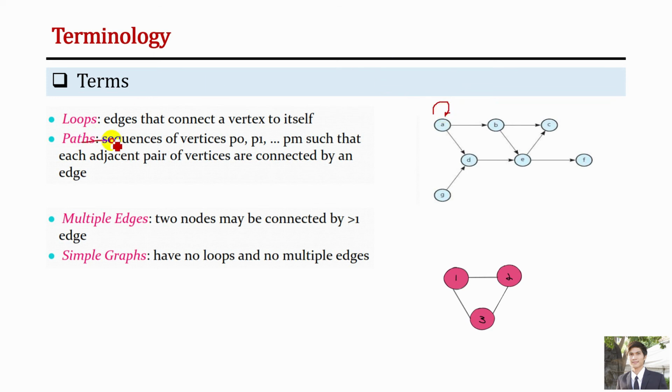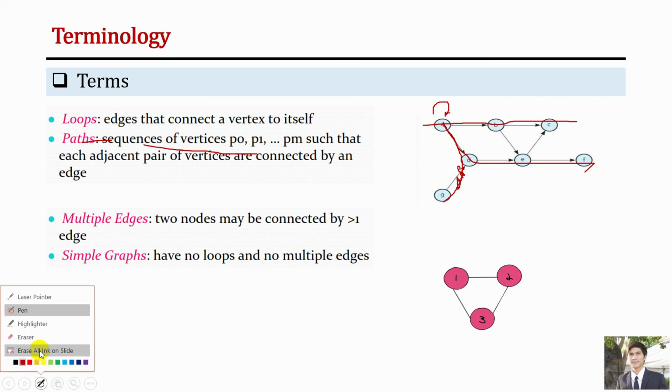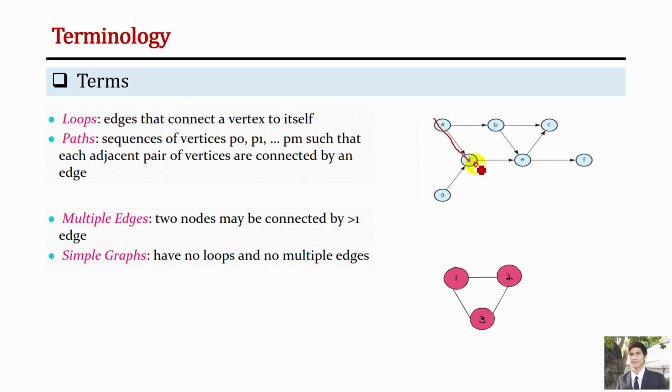And we have a path, which is a sequence of vertices such that adjacent pairs of vertices are connected by an edge. For example, you have a path through here, right? This one is a wrong direction, so we don't cover it; focus on the path here following the direction flow. From A to C, we go through A, B, then C, or we can go A, then D, then E, then C. These are called paths.